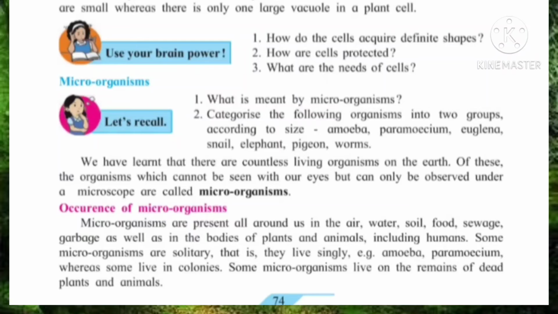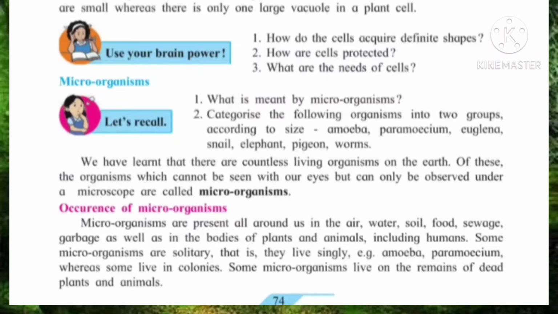Categorize the following organisms into two groups according to size. Some examples are given. We have to categorize them into two groups: amoeba, paramecium, euglena, snail, elephant, pigeon and worms. Which two groups? Small size organisms and bigger size organisms.